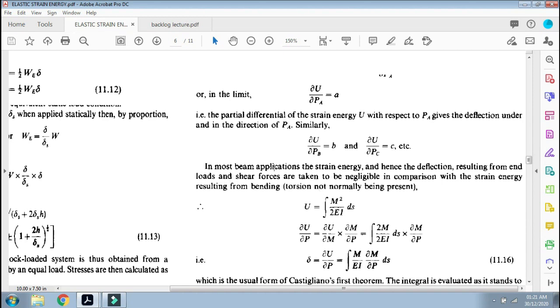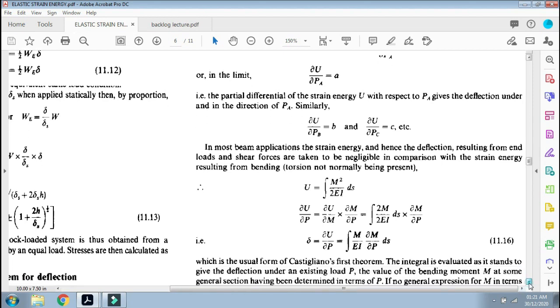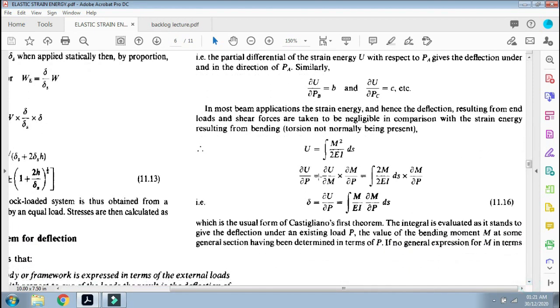So in most beams, as we already discussed, whenever we consider beam strain energy, we will only consider the bending deflections. We will not consider strain energy for torsion because it is very small, and we will also not consider the end loads, which means where the supports are there will be almost no deflection. So this is what he's trying to say. Now you know the bending strain energy: U equals the integral of M square ds over 2EI.